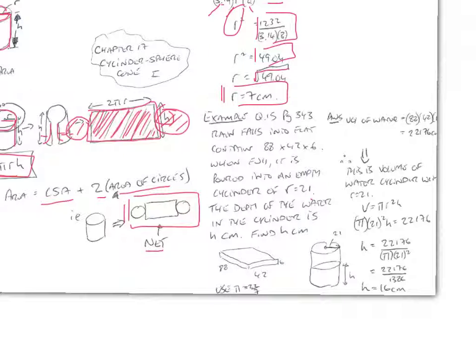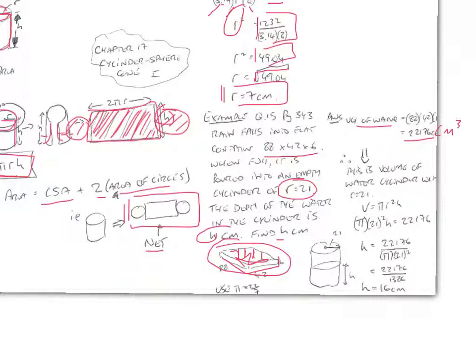Question 15, page 343. Rain falls into a flat container. Here's the rain falling in. That's 88 by 42 by 6. When it's full, it's poured into an empty cylinder of radius 21. The depth of the water in the cylinder is h. What is h? Okay. Well, the first thing we need to do is find the volume of water collected, and that's basically the volume of this tray here, which is equal to 22176 centimeters cubed.